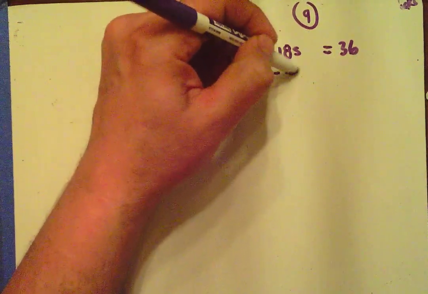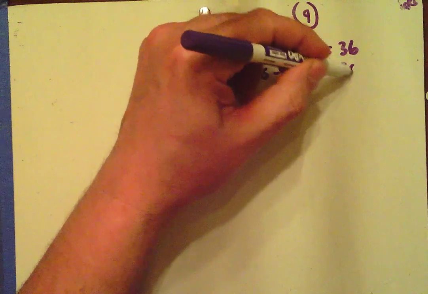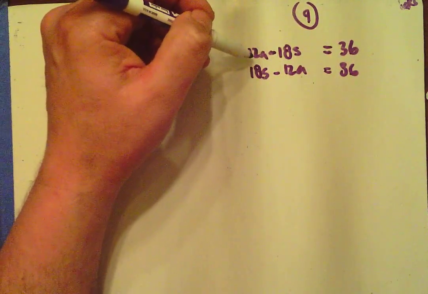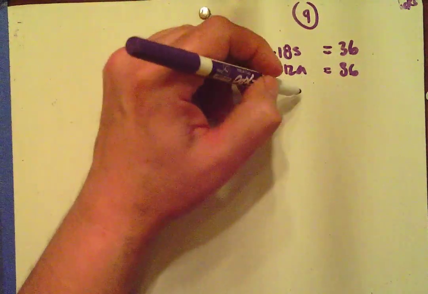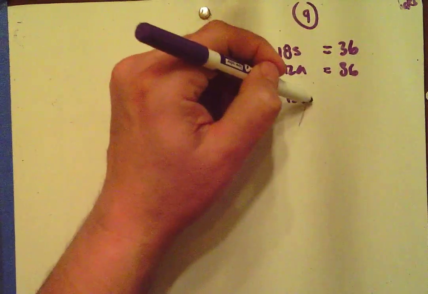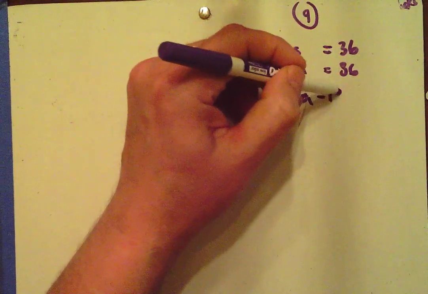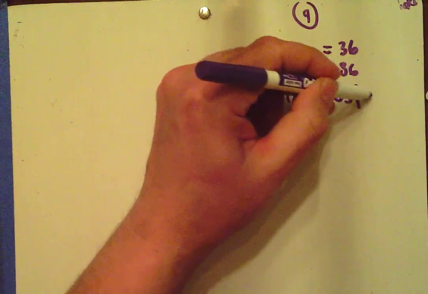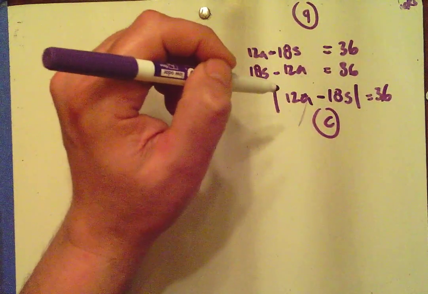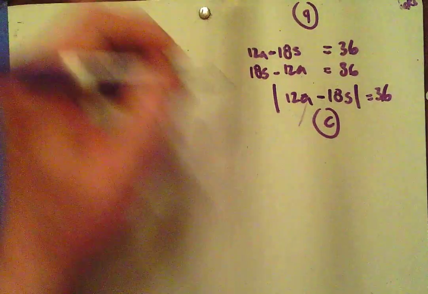18s minus 12a equals 36. And because I've got these two possibilities, absolute value allows me to write the statement as, well, let's take the absolute value of the difference between these two numbers. 18s equals 36, and that's choice C. Choice C.